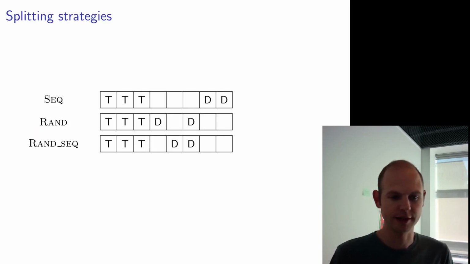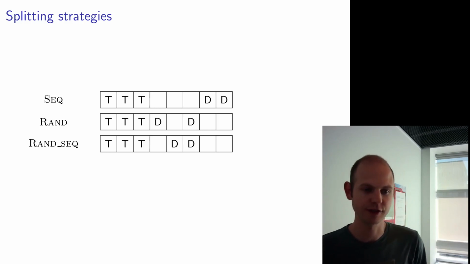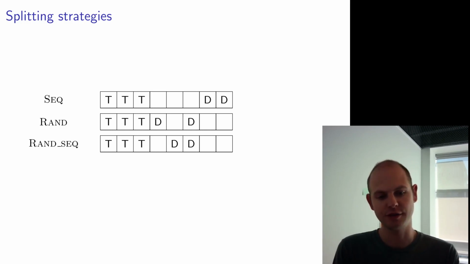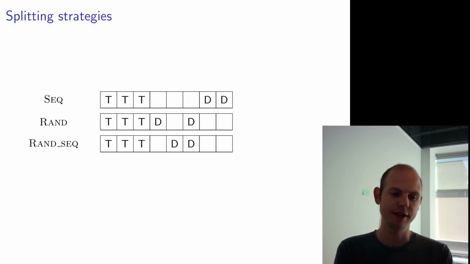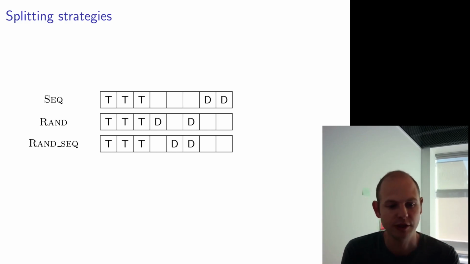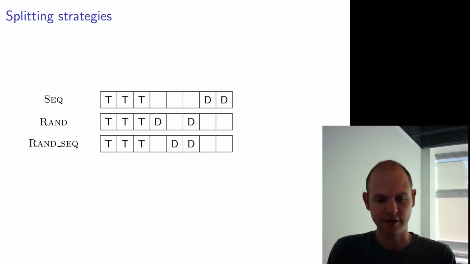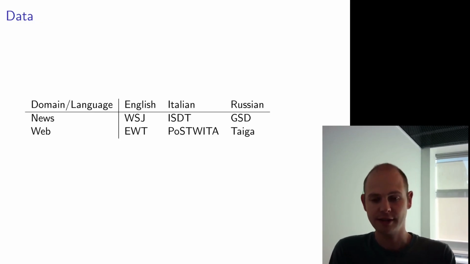These are the splitting strategies that we have investigated. First we have the sequential one, where we take the first chunk for training, indicated with the T here, and then we take the last chunk for development, indicated with the D. The idea behind this is that we pick the last ones because they're most distant to the training data. Then we have the random strategy, where we pick random instances from the dataset until we reach our desired size. And random sequential, where we pick a random point in the data and from there we pick a sequential amount of instances.